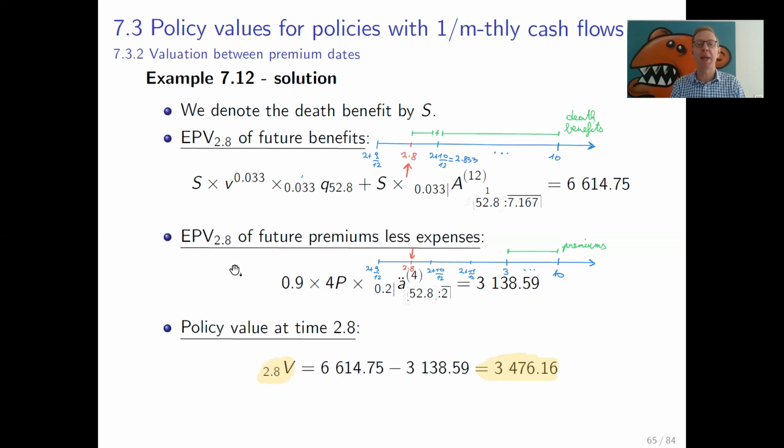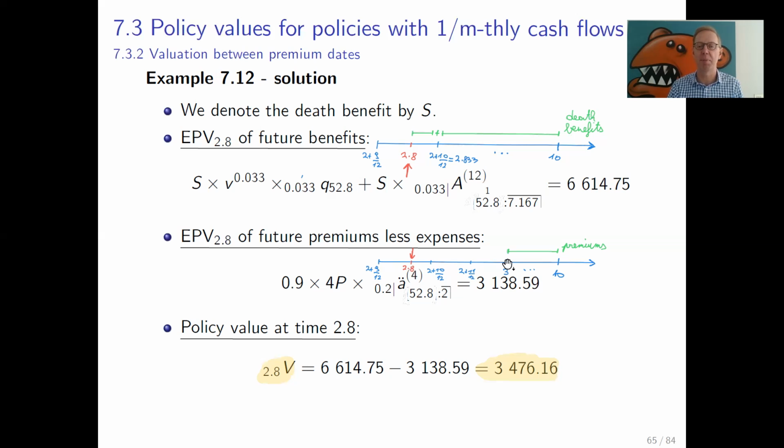We do something similar for the expected present value at time 2.8 of the future premiums less expenses. We are at time 2.8. The first premium starts at time 3. So at time 2.8, the actuarial value of future premiums minus related expenses can be expressed with a deferred annuity on a person of age 50.2 years. It's deferred by 0.2 years.